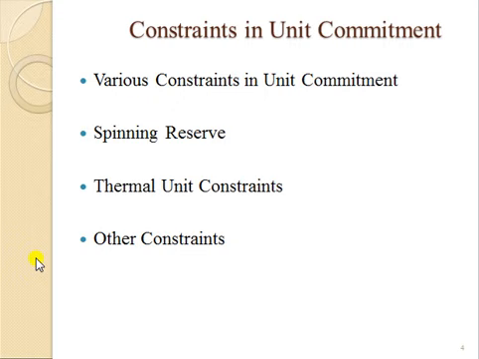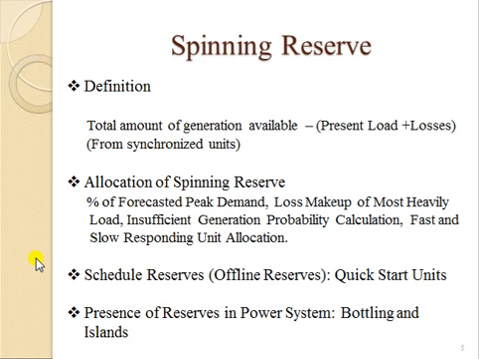So one of the very important concepts to be discussed is spinning reserve. Then we'll discuss thermal unit constraints, and then some other constraints are over there which will include your hydro constraints also. So a very important concept, spinning reserve. This is one of the very important ancillary services also nowadays being considered. So what is the definition? You can put this in terms of a formula. This is the total amount of generation available from synchronized units. So this is what I was discussing in the concept of unit commitment. Now you have brought units into operation, minus present load plus losses. So this is the definition of spinning reserve.